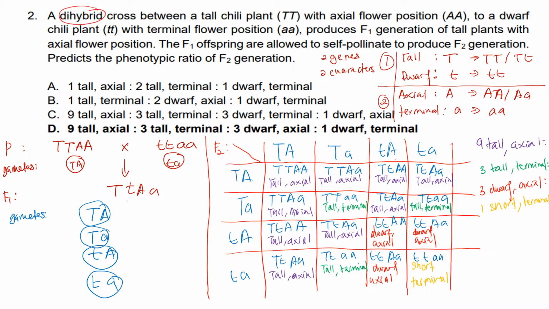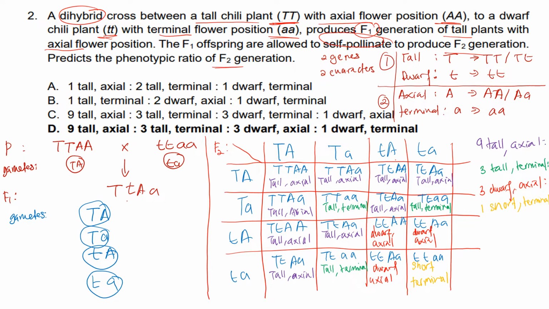A dihybrid cross between a tall chili plant with the genotype homozygous dominant and axial flower position with homozygous dominant genotype, to a dwarf chili plant, homozygous recessive, with a terminal flower position, homozygous recessive, produces an F1 generation of tall plants with axial flower position. The F1 offspring are allowed to self-pollinate to produce the F2 generation. Therefore you have to predict the phenotypic ratio of the F2 generation.